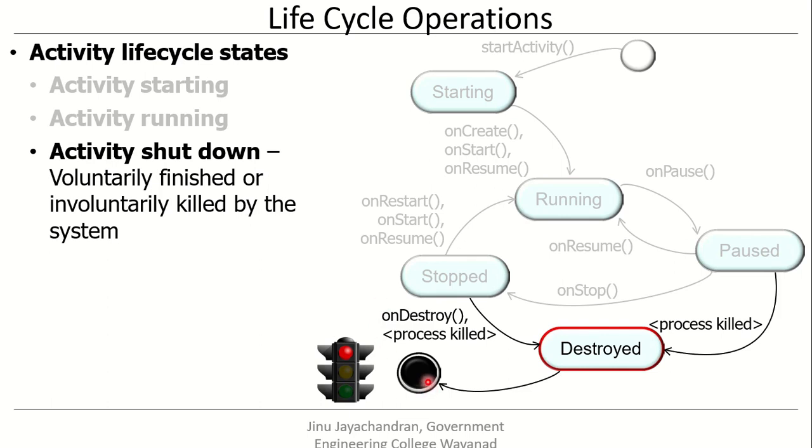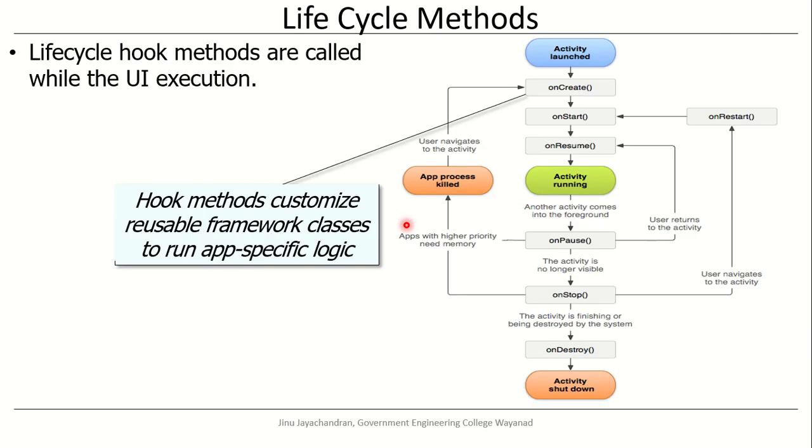Now when you decide to exit the app, either voluntarily finishing it or having it involuntarily killed by the system. Sometimes if the memory is low, the application might be killed by the system, or if there is an exit button in your application and you click it, the application will be killed or destroyed. In all these cases, different functions of the application will be called. So let's see how the different functions of the application are called.